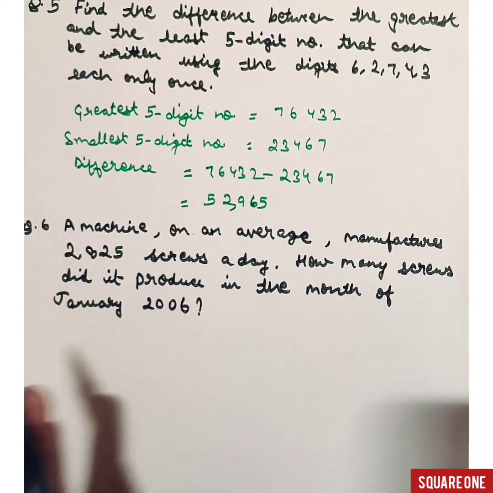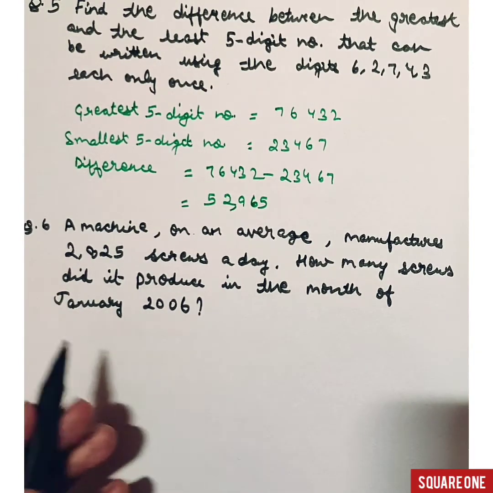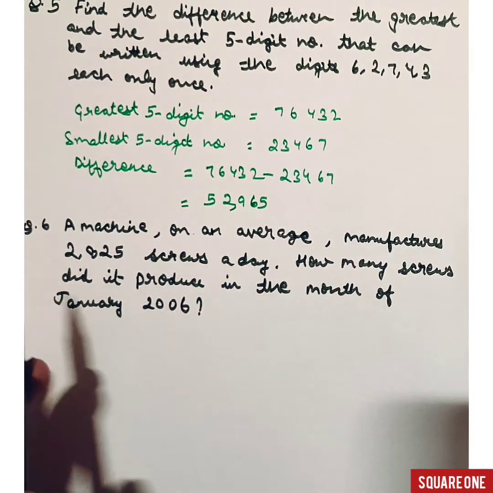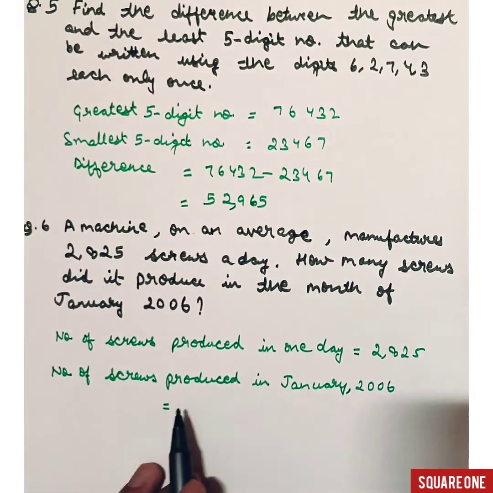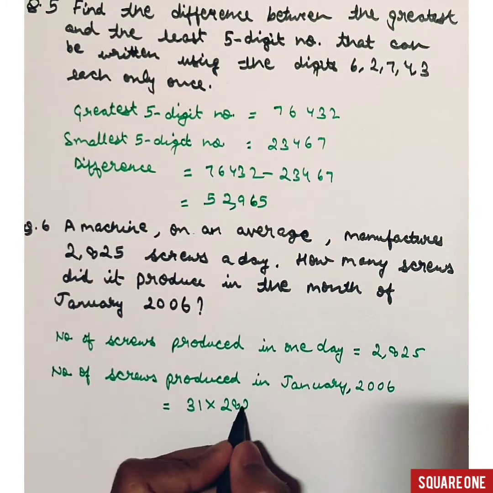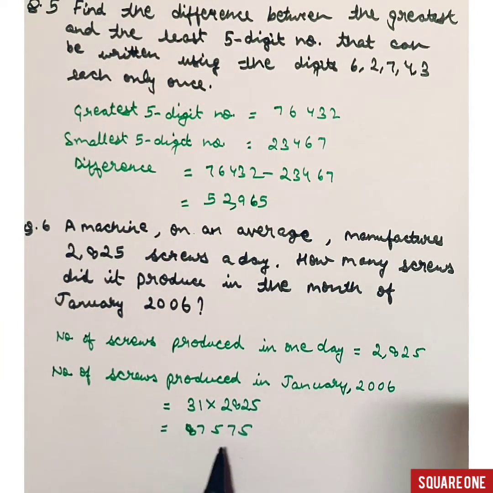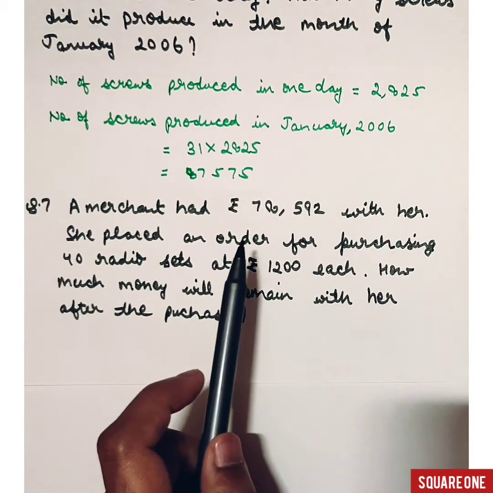In this question, a machine produces 2,825 screws in one day. That means we have to find out the number of screws produced in the month of January. Irrespective of year, there are always 31 days in January. So we have to find out the number of screws produced in 31 days. The number of screws produced in one day is equal to 2,825. The number of screws produced in January 2006 will be 31 multiplied by 2,825, because there are 31 days in January every year. So we find the product, and the answer is 87,575.